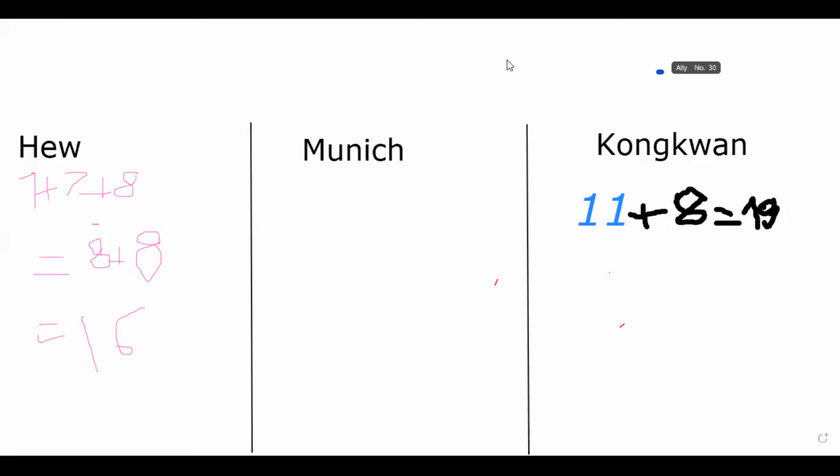Kong Kwan, 7 plus 8 plus 2. You have to show first. 7 plus 8 plus 2, and then how did you do it? Combine.